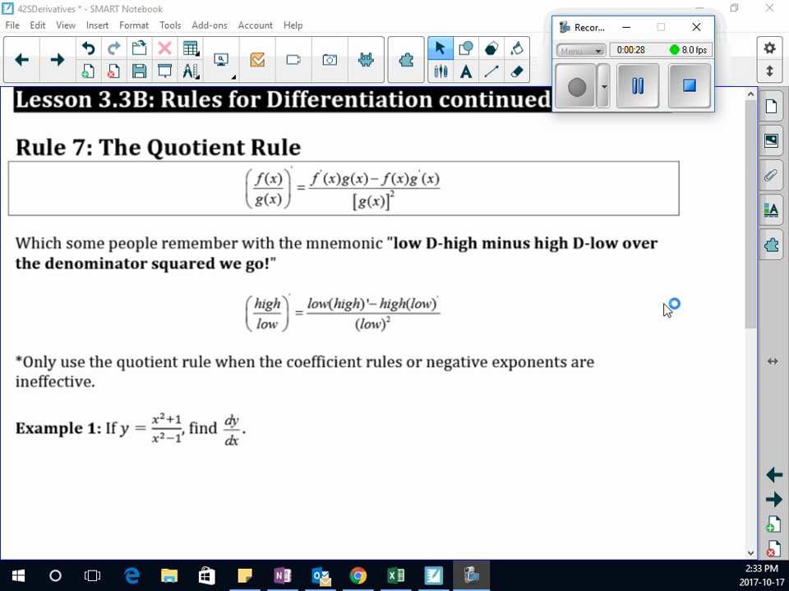And this is where people forget. They forget that they have to divide the bottom by the bottom squared. So some people remember it by mnemonic. I never did. I just did f prime g minus f g prime all over g squared.